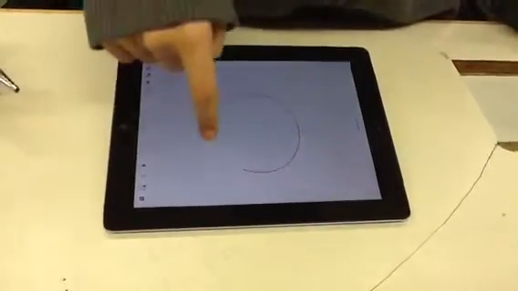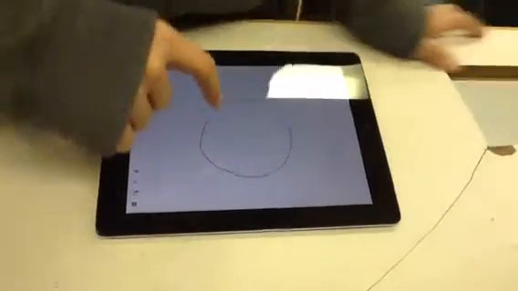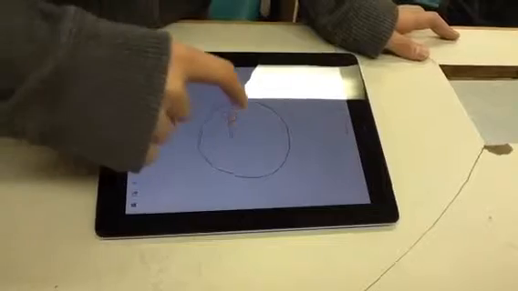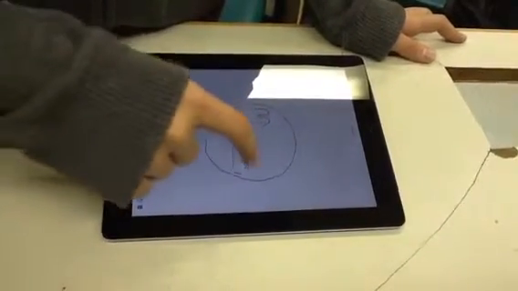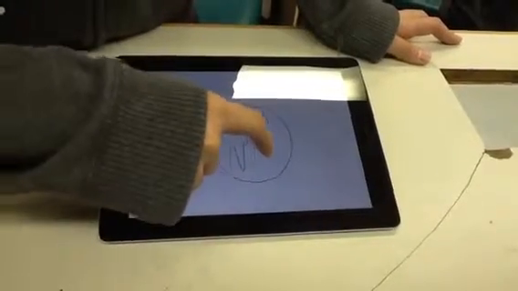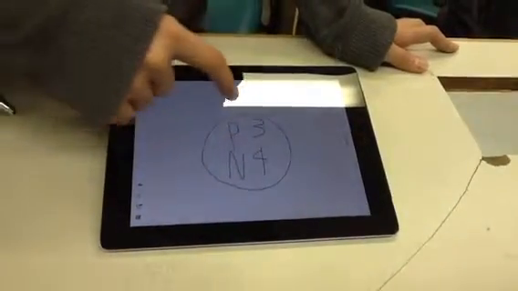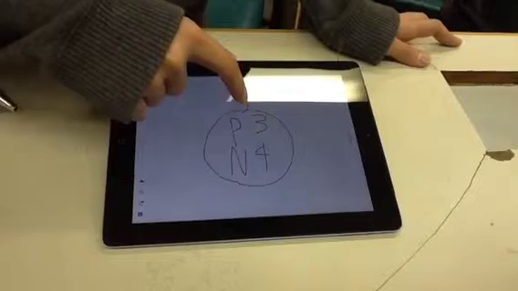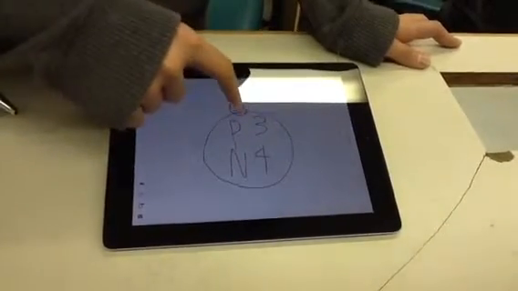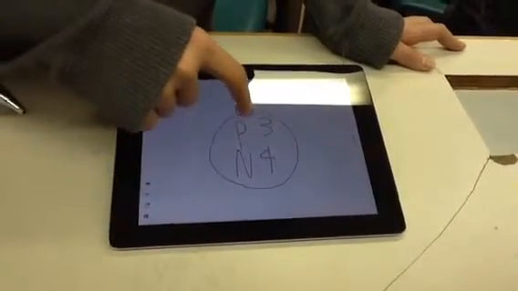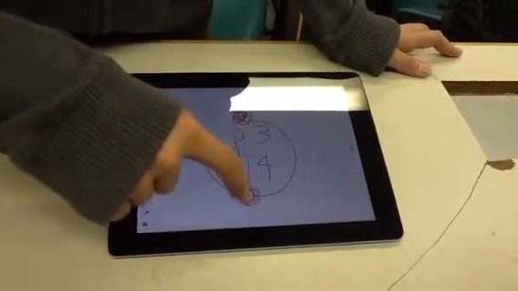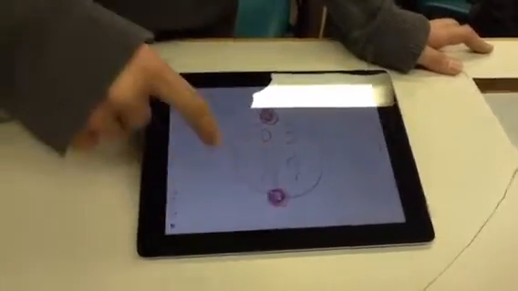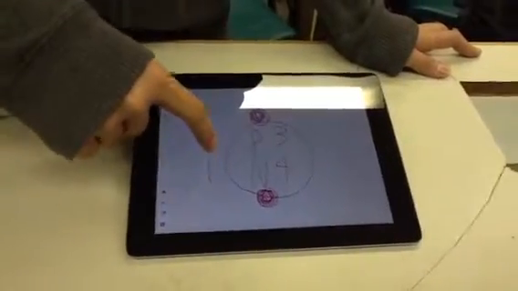So we are doing the lithium atom. There are 3 protons. You find that because that is its atomic number. 4 neutrons. And how you find that is the atomic mass is 7. So you subtract the atomic number from the atomic mass, and that gives you the amount of neutrons.